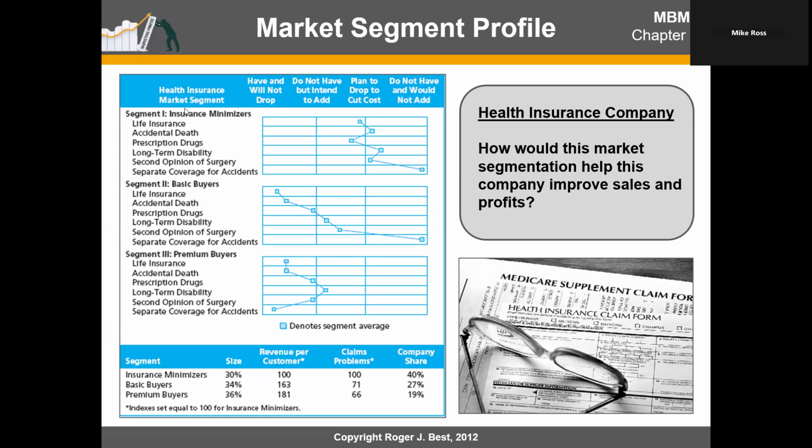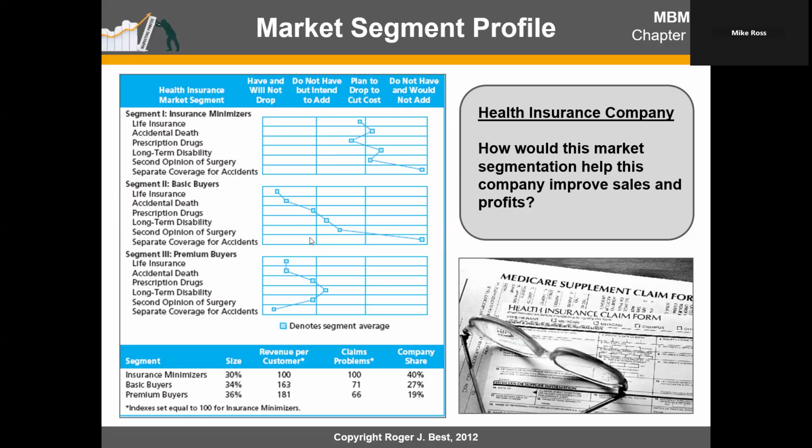So, completely different industry. We're looking at health insurance, or insurance. We have segment one, insurance minimizers. Maybe they're more price sensitive. Basic buyers, maybe they want to have life insurance. They're sort of all the way across. They would have some representation in each of these different situations.